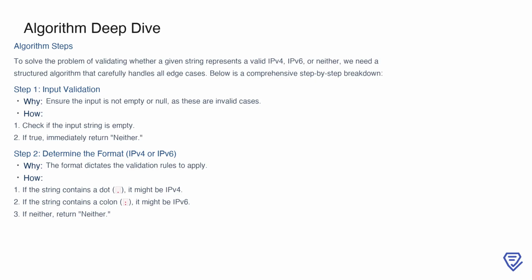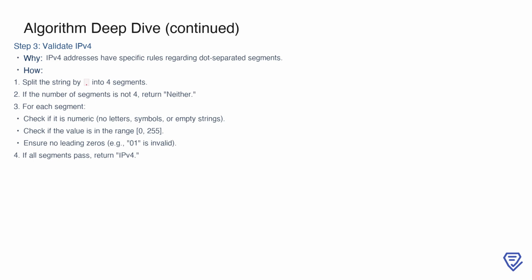Next, we identify the format of the address based on its structure. If the string contains dots, it suggests an IPv4 format, while colons indicate a potential IPv6 format. If the string contains neither, it's clear that it cannot be a valid IP address, and we return neither as the result. This format determination is crucial because the subsequent validation rules depend entirely on whether the address is IPv4 or IPv6.